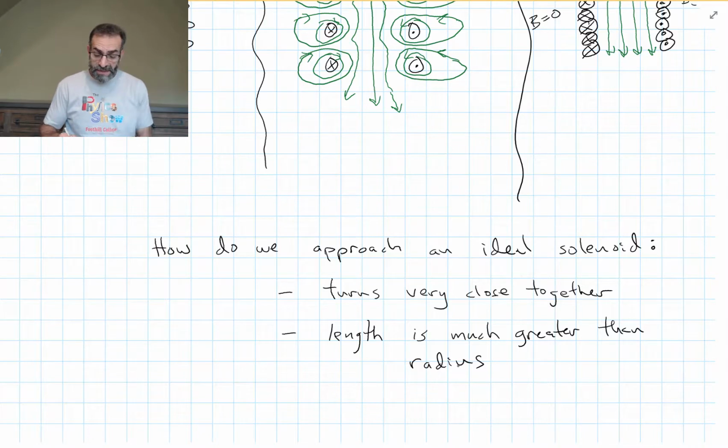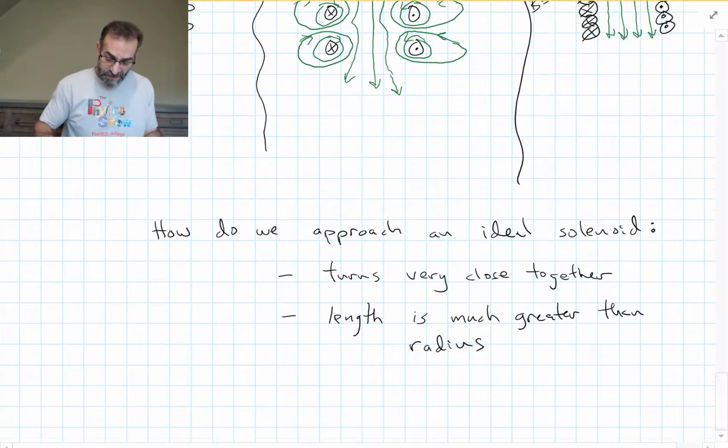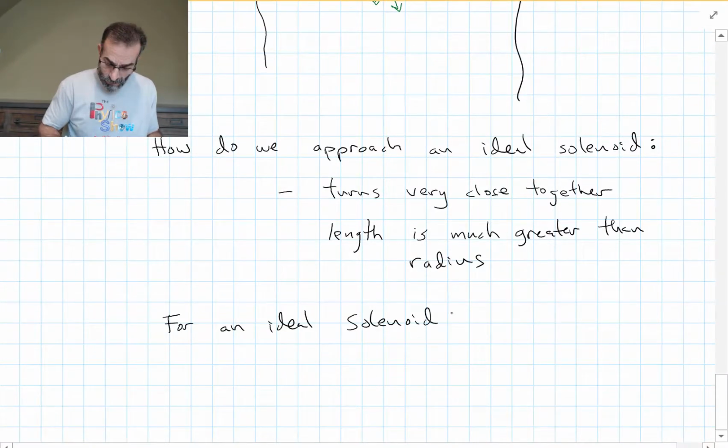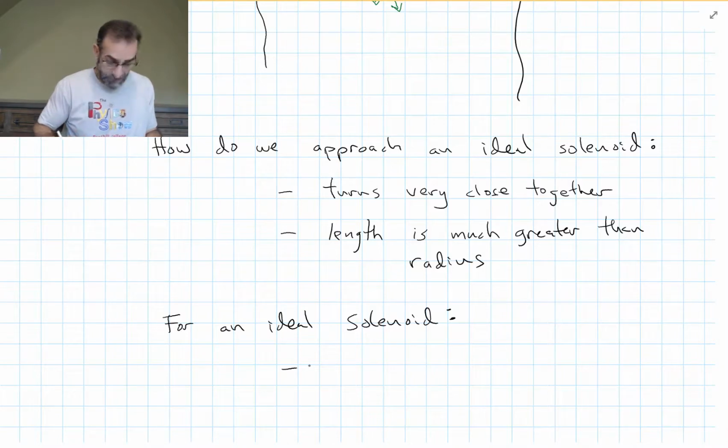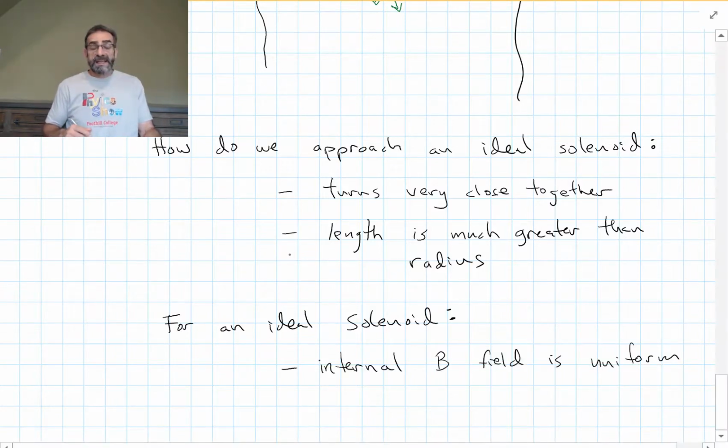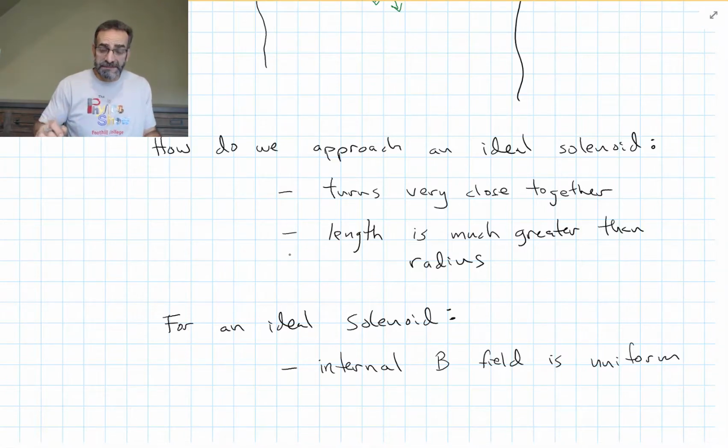And if we can do those things, if we can get the turns packed really, really tightly, close together, and we can make it long compared to its radius, then what do we get? We get a nice, uniform, constant magnetic field inside the solenoid. And we get no magnetic field outside.